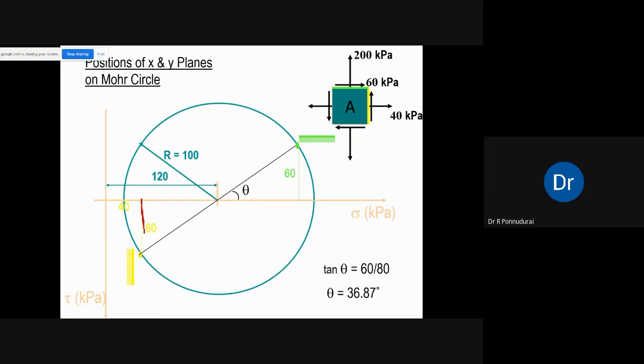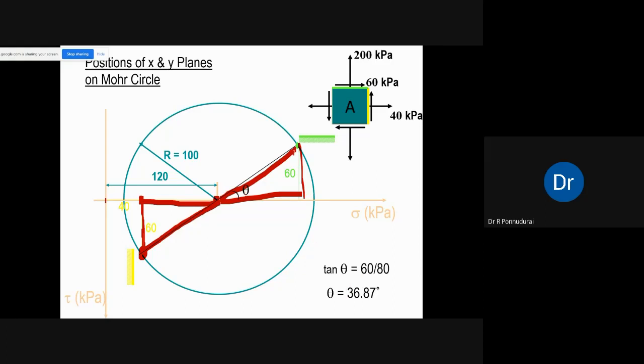Okay, 40, 60. From the 0 to 40 here, 60 here. So, once you know these two points, the center point and the point 40 comma 60, sigma x comma tau xy, draw a circle, or you can calculate the radius and draw a circle. Now, from this triangle, or this triangle, we can get the value of theta.